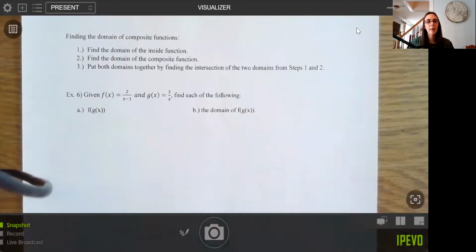All right, we do need to talk about domain. So domain of composite functions does have a similar idea to when you had the adding, subtracting, multiplying, and dividing functions where you sort of have to combine things together. So there are different ways to think of it. This is the way that I think is the easiest.